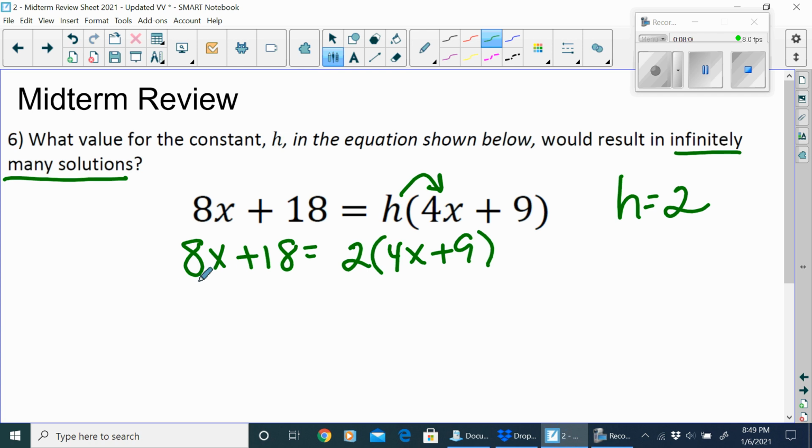So now we bring down the 8x plus 18. 2 times 4x is 8x, and 2 times 9 is 18. Infinitely many, they're both equal on both sides.